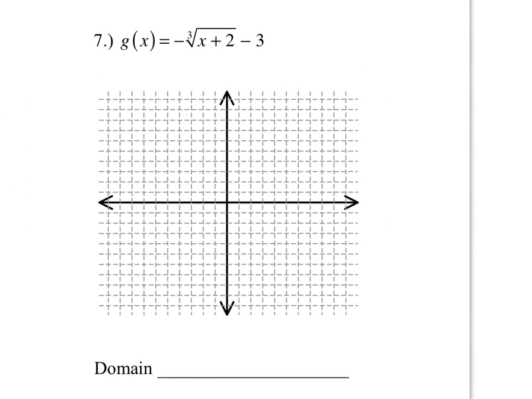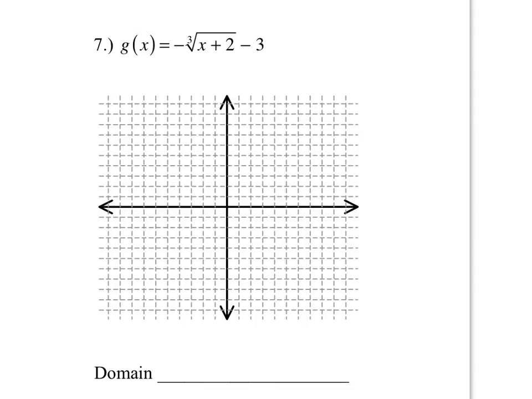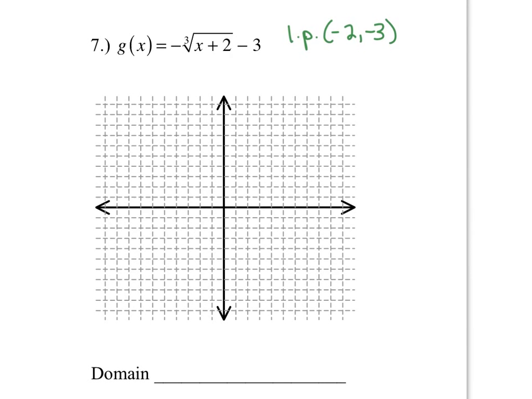And this last one, we have g of x equals negative cube root of x plus 2 minus 3. So our locator point for this one is -2, -3. Now, again, keep in mind that this one will be reflected because of the negative sign, but we won't have any kind of stretch factor, so it won't be pretty narrow. It'll be the same as the parent graph as far as how tall it is. So let's go ahead and plot that locator point. So we have -2, -3.